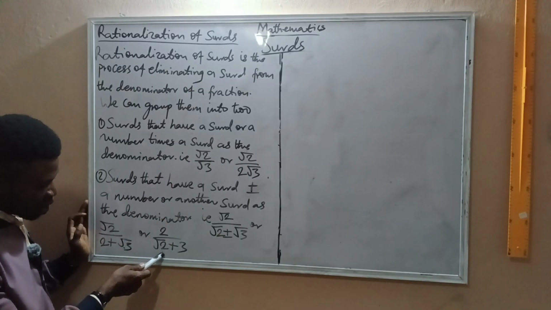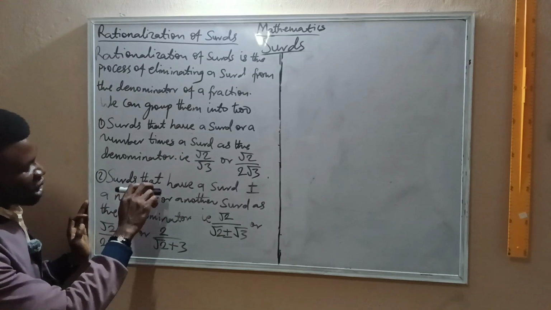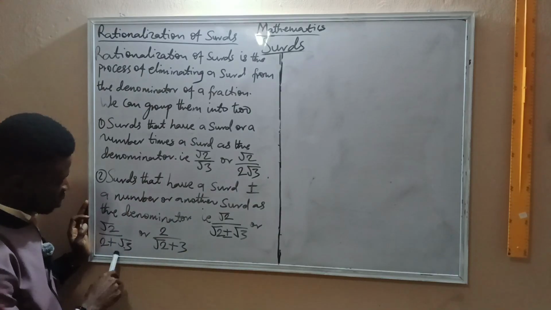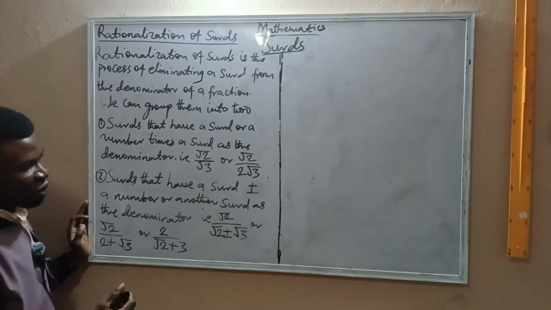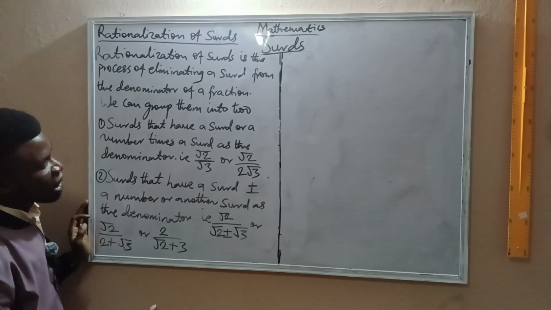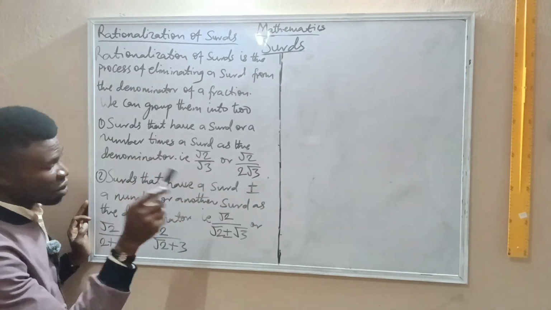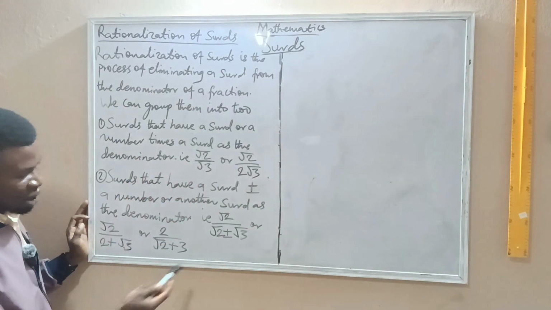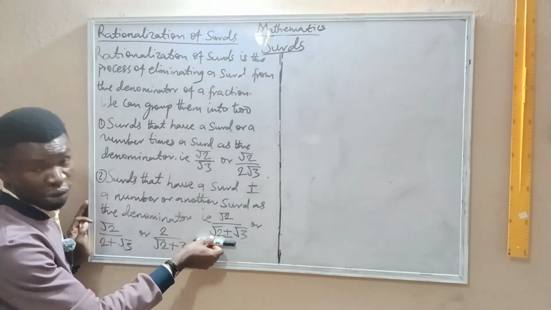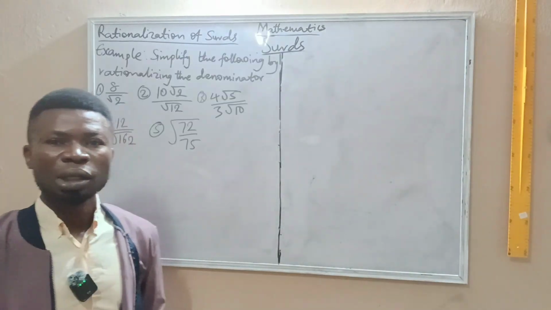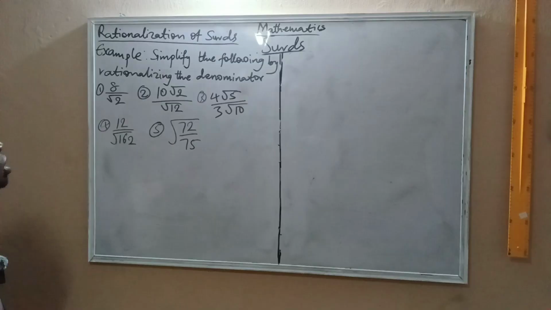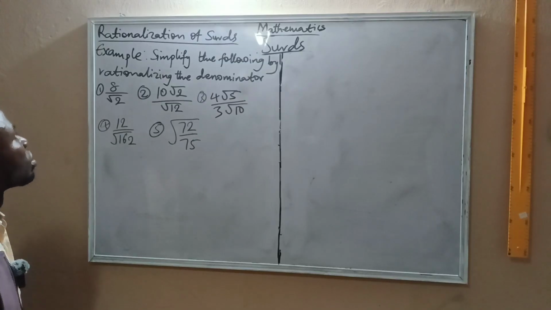Now this one has a surd plus another number. So there's a way of simplifying these ones. But this one is easier. So for this class, we will focus on this one first. The one that has a surd or a surd times another number. In our next class, we'll look at the one that has plus or minus in between. Now let's start. We have an example on the board with 5 questions.